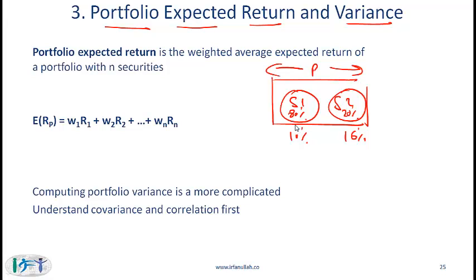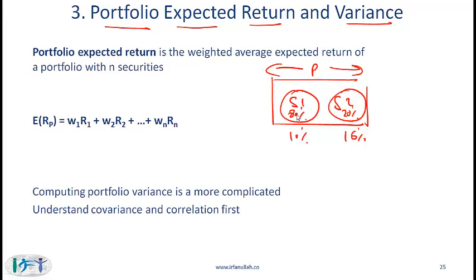The answer is that the expected return is the weighted average of these two returns. And that makes sense because clearly if the first stock represents 80% of your portfolio, then the overall portfolio return will depend a lot more on stock 1 relative to stock 2.